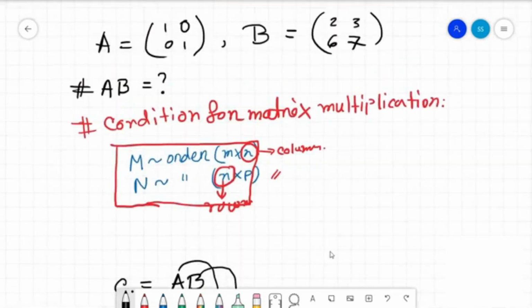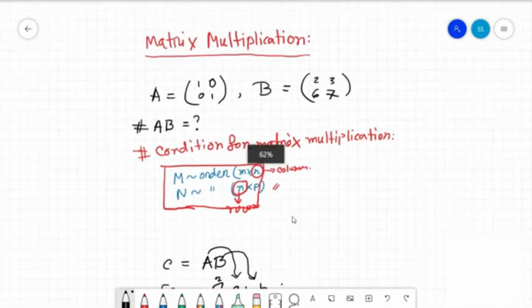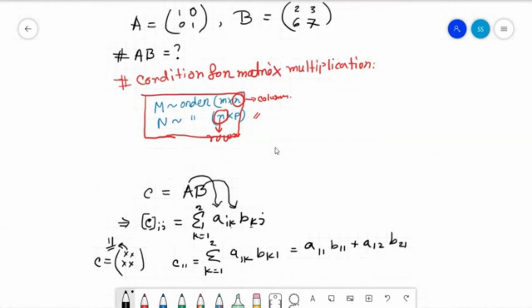And if you look back, you can see the A11. Okay, let me just zoom out so that we can see the whole thing. So A11 is 1, B11 is 2. So let's write the first term. This is 1, this is 2, A12 is 0 and B21 is 6. So this is just 2. You can evaluate the other elements as well.